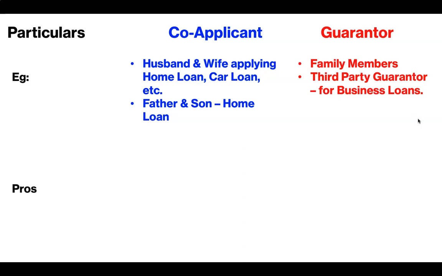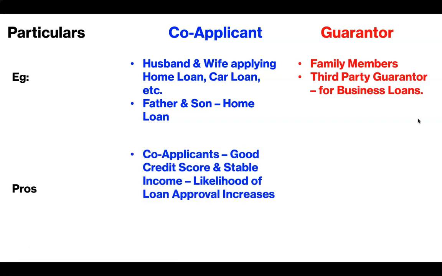Let us also look into the pros and cons of co-applicant and guarantor. The pros of a co-applicant. See, if the co-applicant has a very good credit score and a stable income, then that will increase the likelihood of the loan approval process. That is, if husband and wife are applying and the wife has a good income and a good credit score, then that will increase the likelihood of loan approval.